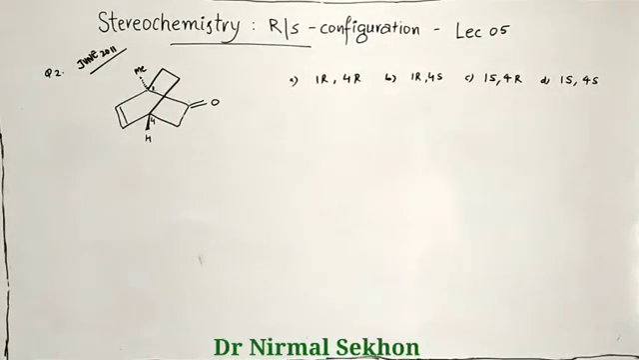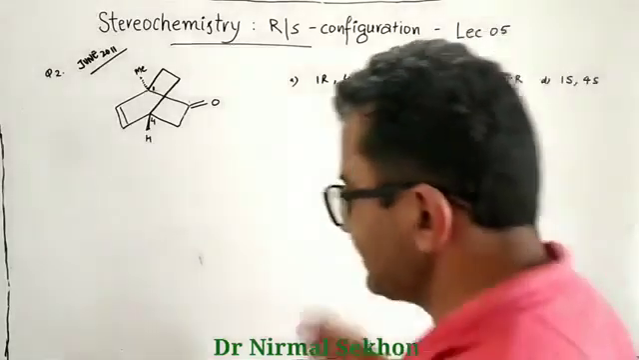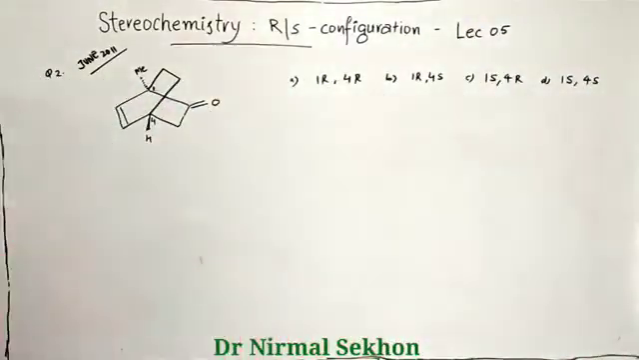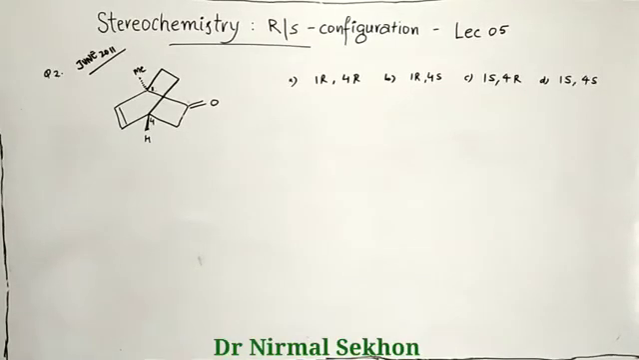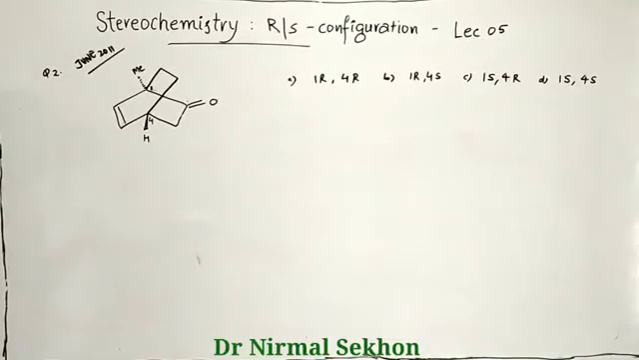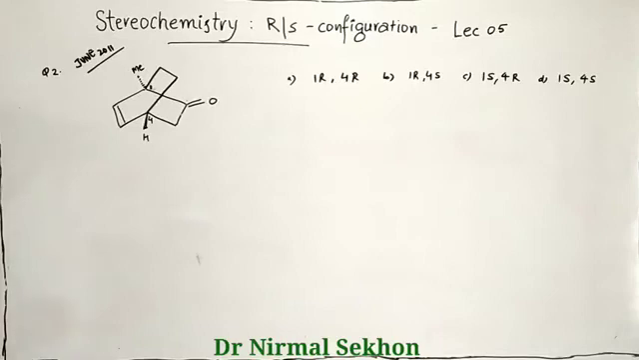Now next question from CSIR UGC Net. So in this question, that's from June 2011. This is the compound and the question is the configuration of carbon number 1 and carbon number 4 is like A 1R4R, B 1R4S, like that. So we have to find the configuration around carbon number 1 and carbon number 4. So first concentrate on carbon number 1.